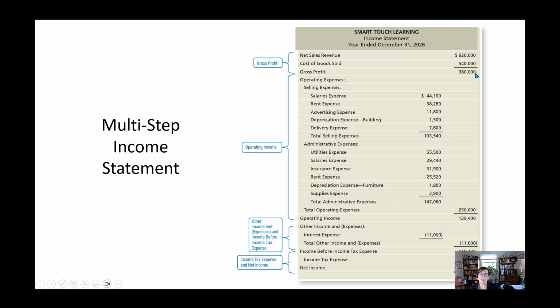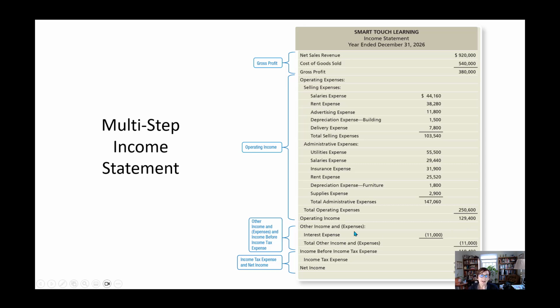Sales revenue minus cost of goods sold gives you gross profit. We have all of our operating expenses. In this case, they're broken up into selling expenses and administrative expenses. Selling expenses have to do with actually selling the merchandise, like advertising, sales salaries. And administrative expenses have to do with running the business as a whole. So for example, insurance expense, maybe salaries of managers and things like that. Add up all your operating expenses, subtract them from your gross profit, and you get total operating expenses. Subtract those from your gross profit and you get operating income.